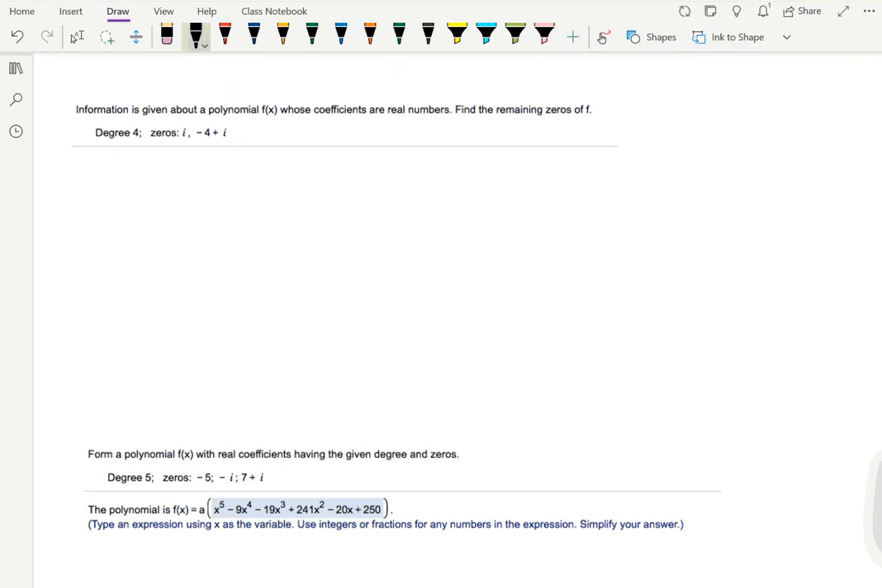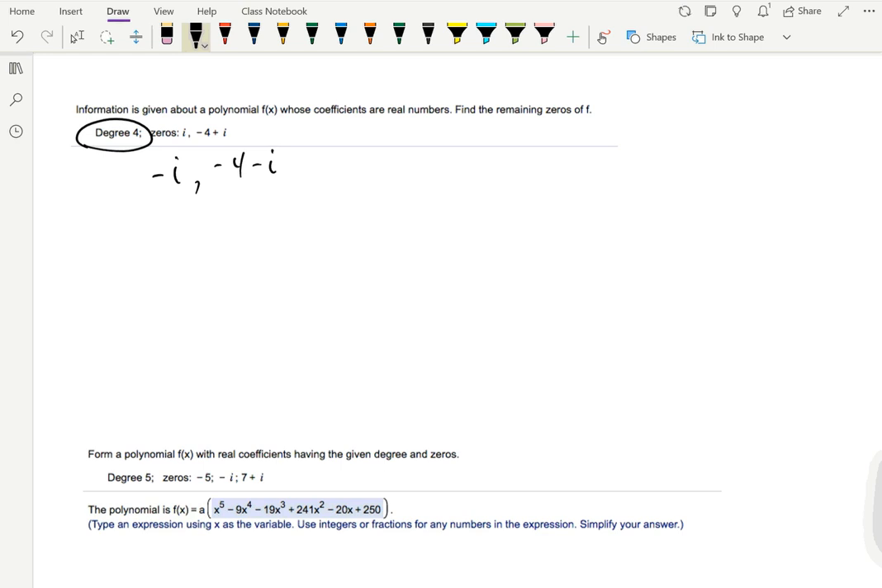Since I know it's degree 4, I have to have 4 complex solutions. Since I have i, I have to have its complement, which has got to be negative i. Since I have negative 4 plus i, I also have to have its complement, so that's got to be negative 4 minus i. As opposed to that last question that took a lot of brute force, this one's really quick. This one just asks us to find the remaining zeros.